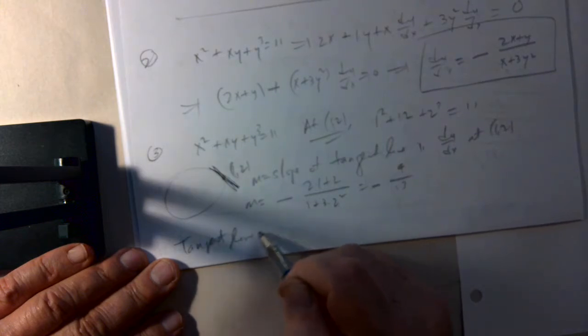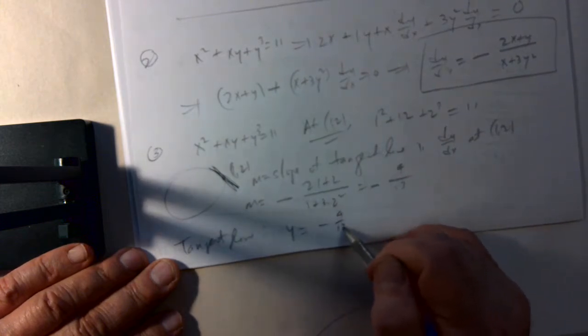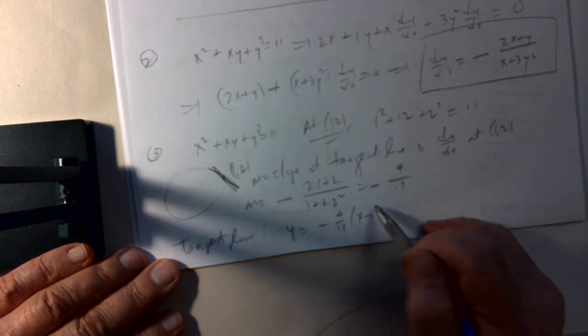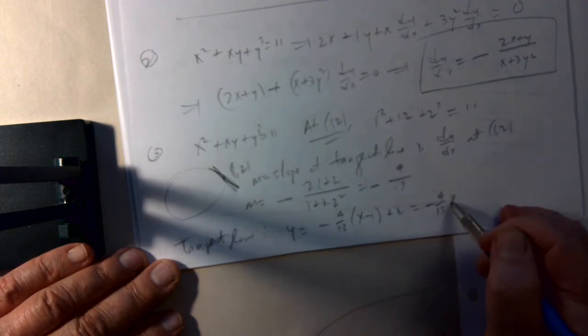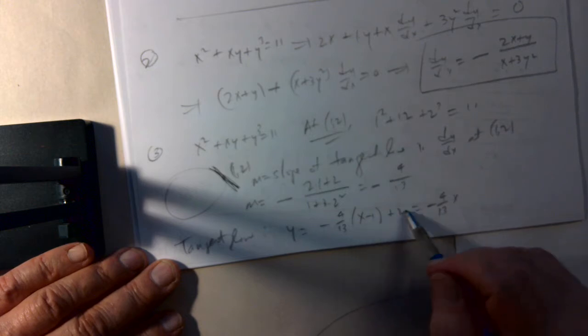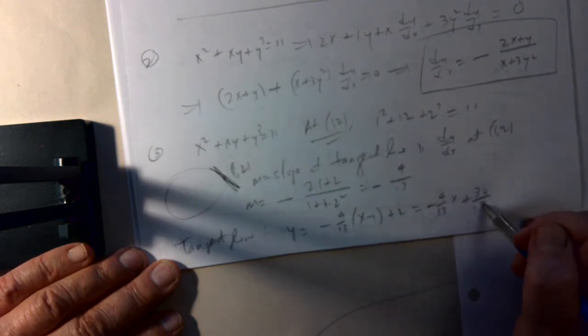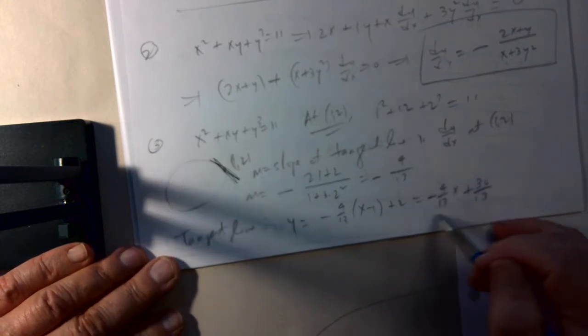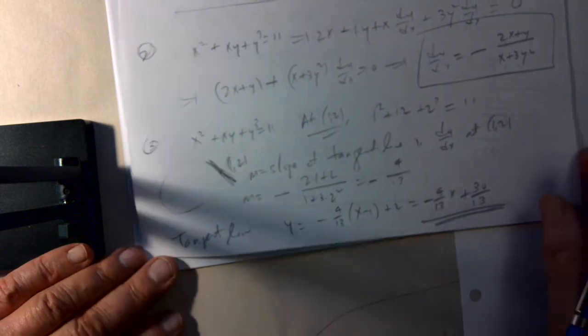So by the point slope formula, the tangent line is y equals minus 4 over 13 times (x minus 1) plus 2, which is minus 4 over 13 x plus 4 over 13 plus 2, which is 30 over 13. So that is the equation of the tangent line.